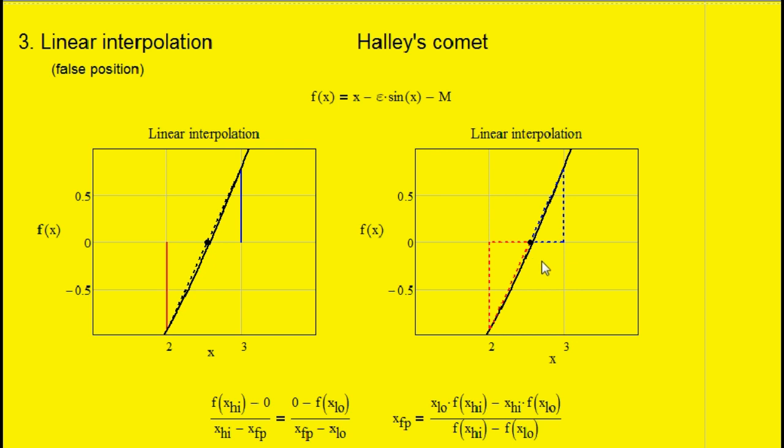By considering the two similar triangles in the right-hand graph, we have f(x high) minus 0 divided by x high minus x_fp equals 0 minus f(x low) over x_fp minus x low, and we can rearrange that to get x_fp. If the new function value is positive, we replace x high by x_fp for the next iteration. If it's negative, we replace x low by x_fp.